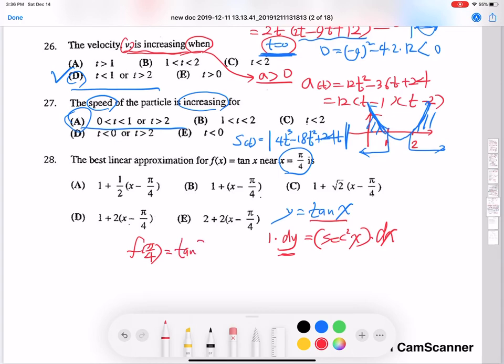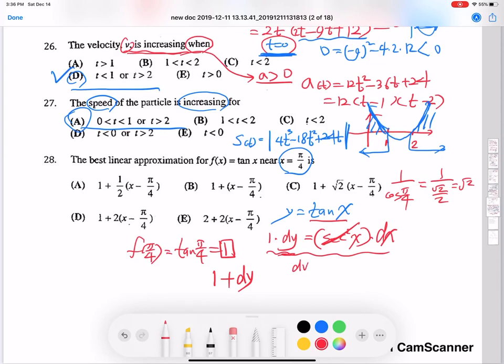Tangent pi over 4. That is 1. So y value is 1. So approximation value is what? Y value plus dy. Change of y. So you can find the dy from this equation, right? So what is the secant square of pi over 4? Secant is 1 over cosine. So 1 over cosine pi over 4. That's secant pi over 4. It is 1 over root 2 over 2. That is root 2. So it is 2.